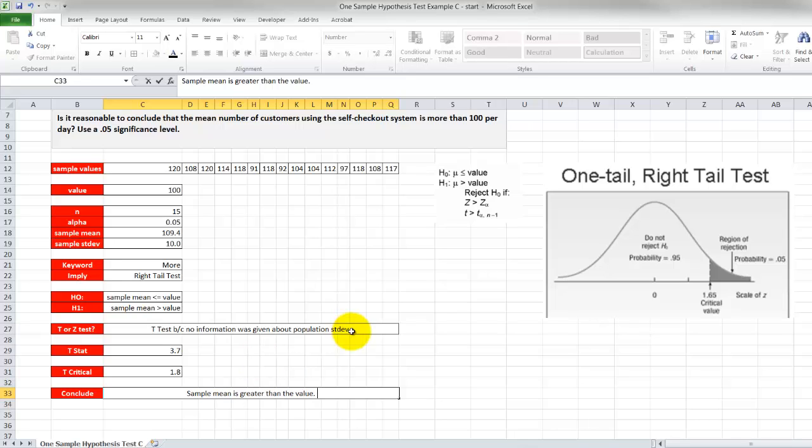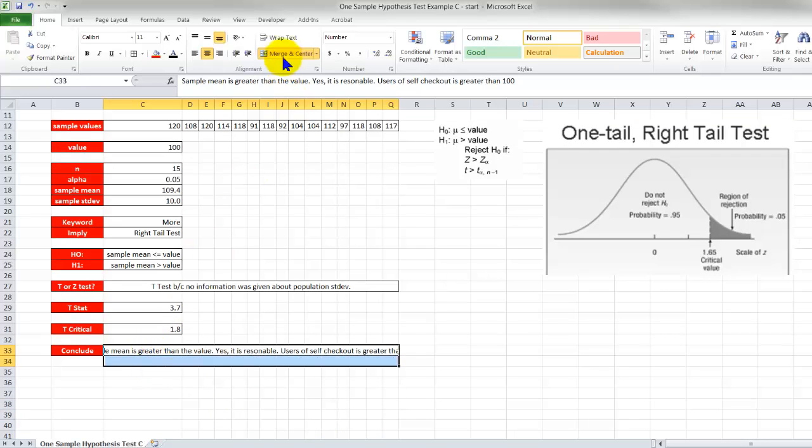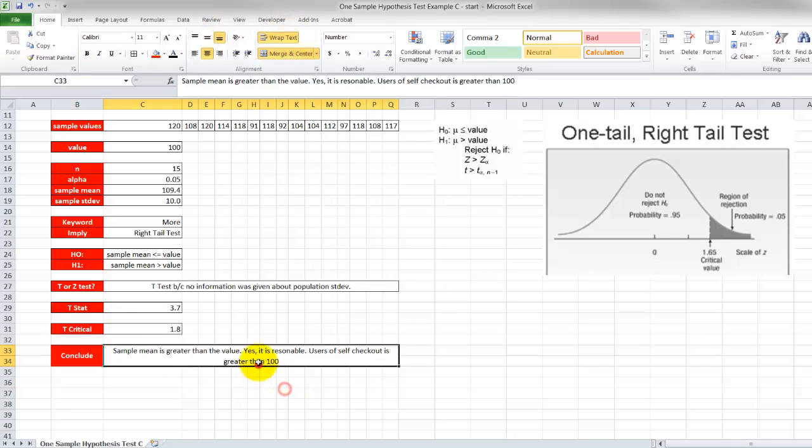Okay, so more explicitly clear, let's go back to the question. Is it reasonable to conclude that the mean number of customers using the self-checkout is more than 100? Yes. Well, we could just say yes, it is reasonable. Users of self-checkout is greater than 100 a day. So let me just make this merge and center and wrap the text so we can see that clearly. So there you go, that's the solution to our problem.